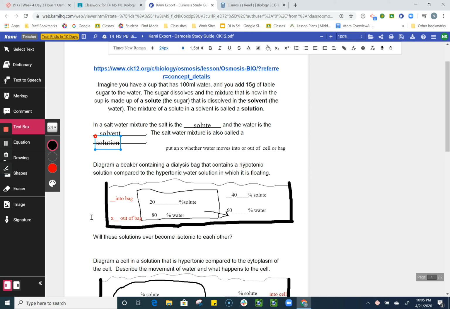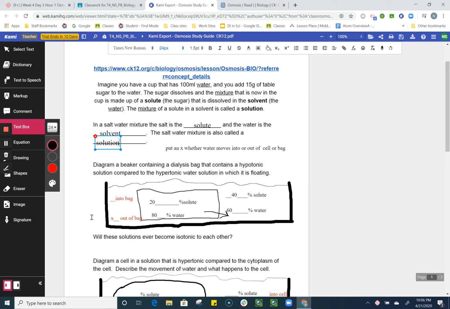So I put 20% in the bag and 40% out here. And then I filled in the water. If this is 20, then that has to be 80, has to be the water to equal 100. If this is 40% solute, then the other 60% of the solution has to be water. So your solute and water concentrations or solvents have to equal 100.